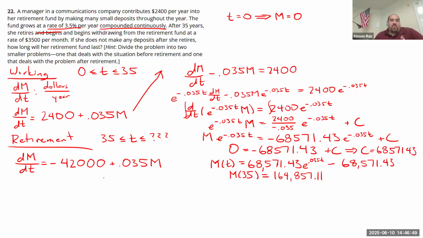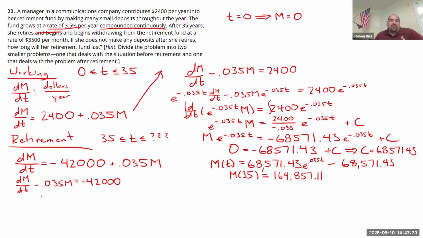All right, now we're ready to move on to the post-retirement phase of this problem. After she retires, we want to know how long that money will last. So we have another equation to solve here. The good news is this equation is going to have very much the same structure. So I'll go ahead and rearrange. dm/dt minus 0.035 m equals negative 42,000.